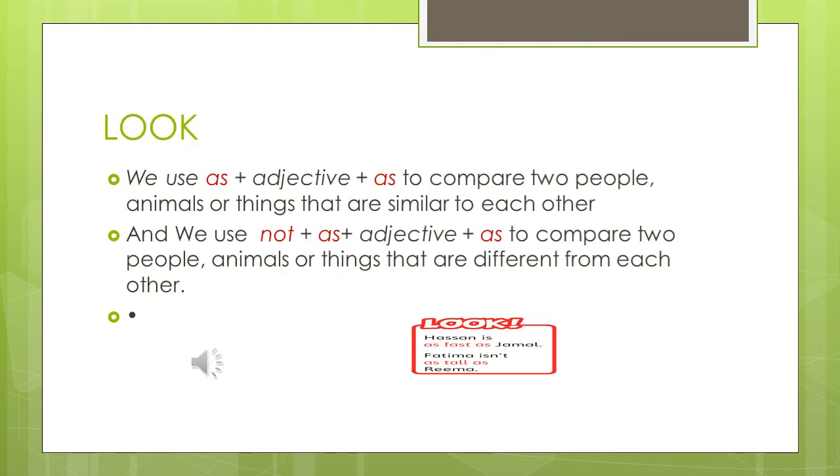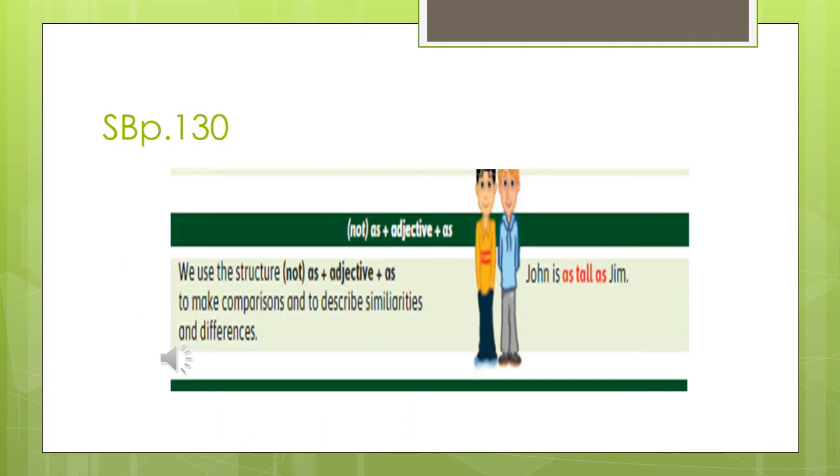Now look at the grammar box. Let's read the sentences. Hassan is as fast as Jamal. Fatima isn't as tall as Rima. We use as adjective as to compare two people, animals, or things that are similar to each other. And we use not as adjective as to compare two people, animals, or things that are different from each other.